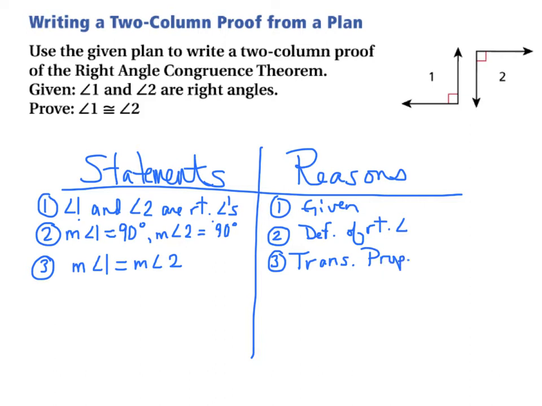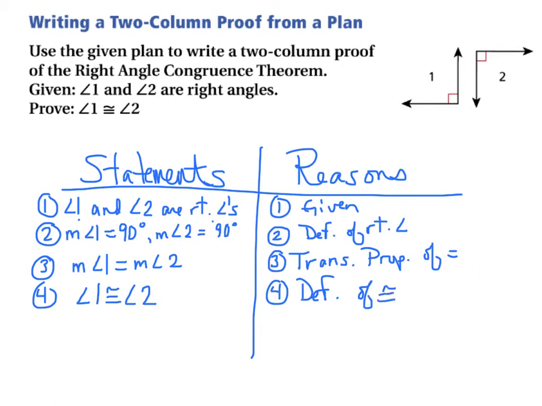Because of the transitive property of equality. Now we can say that angle 1 is congruent to angle 2. And why is that? Because of the definition of congruent angles.